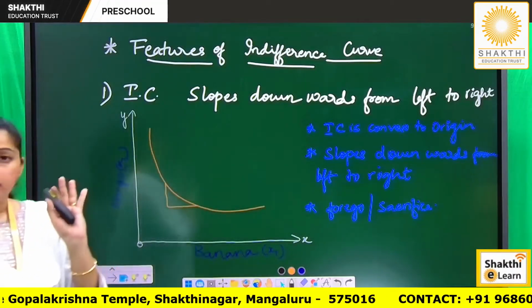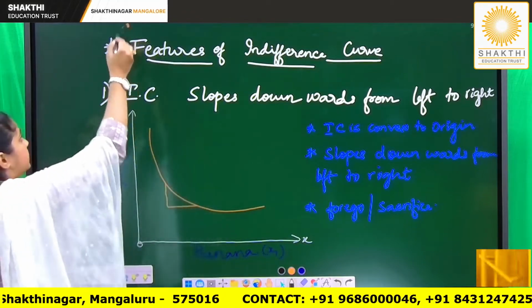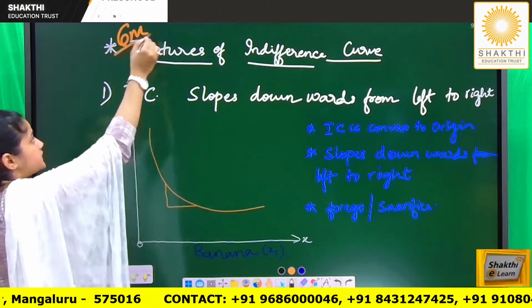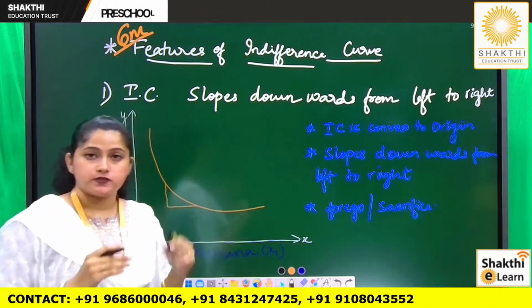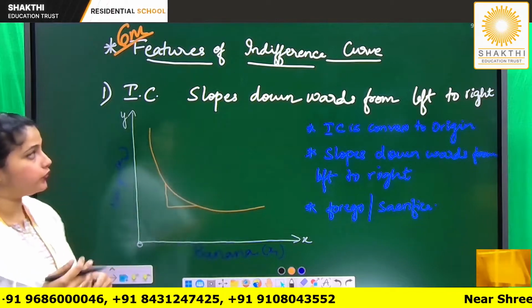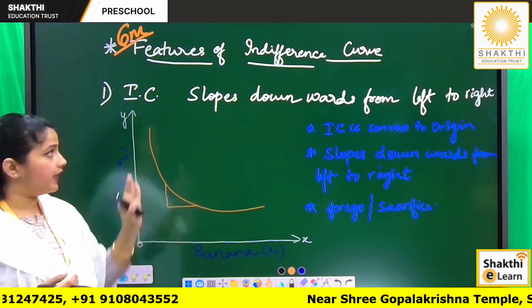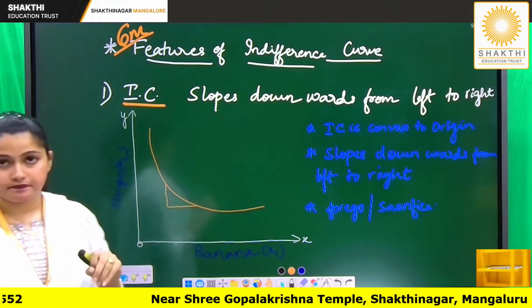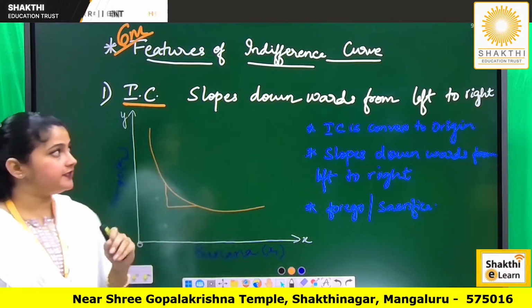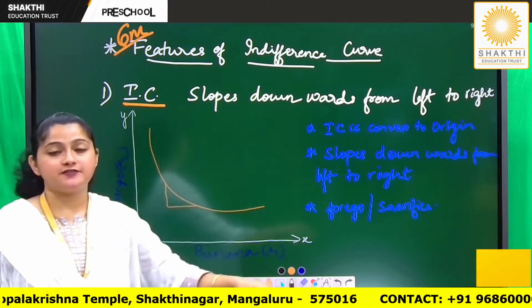While talking about the indifference curve, we are supposed to give importance to this particular topic, which usually comes for 6 marks in your question paper. Okay, this particular topic usually comes for 6 marks, so let us just go through it. There are three features of the indifference curve. I've written IC over here. IC is nothing but indifference curve. The first feature is that the indifference curve slopes downwards from left to right.